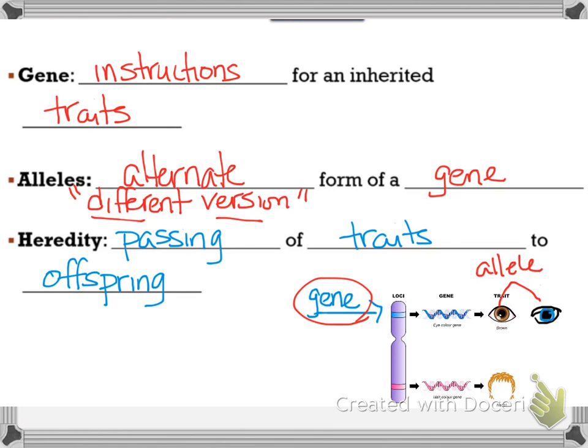So same thing down here for hair color. We have the gene for hair color, and then the allele is going to be what color hair. Is it red, brown, blue? Not blue, that would be eye color. Red, brown, blonde, black for hair color. The colors would be alleles. The gene that's telling you the trait is going to be hair color.